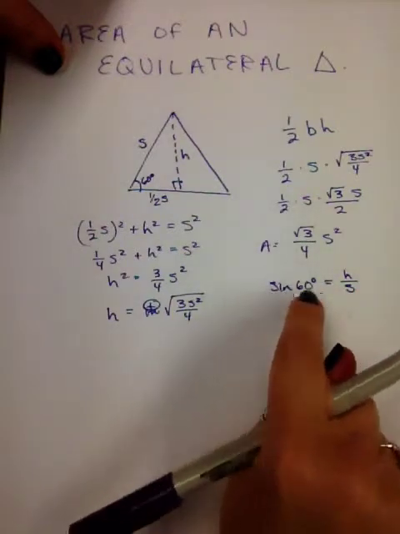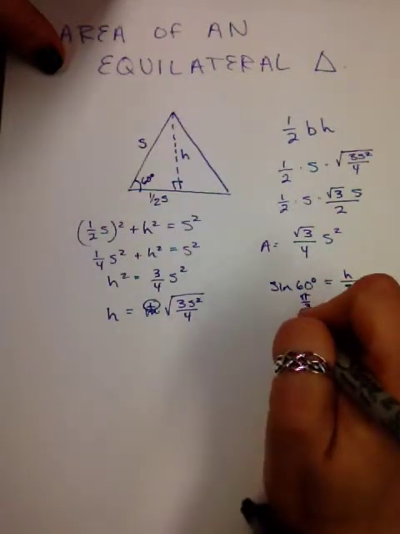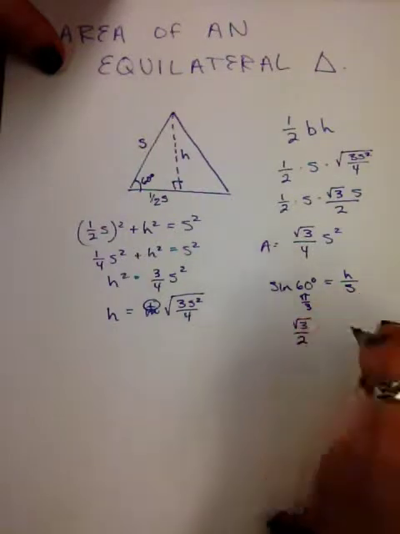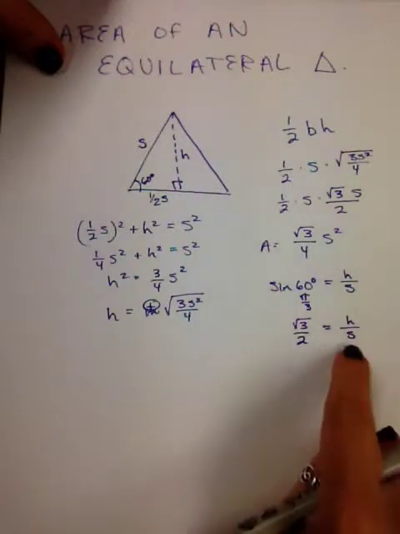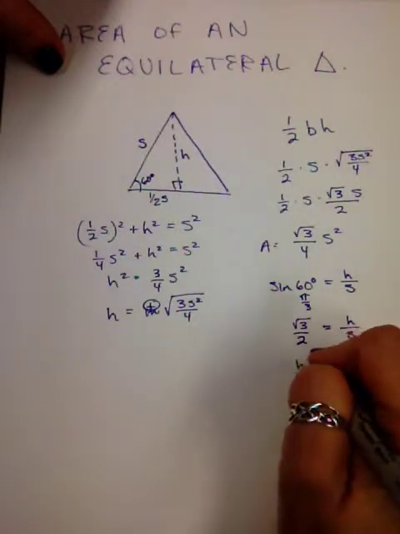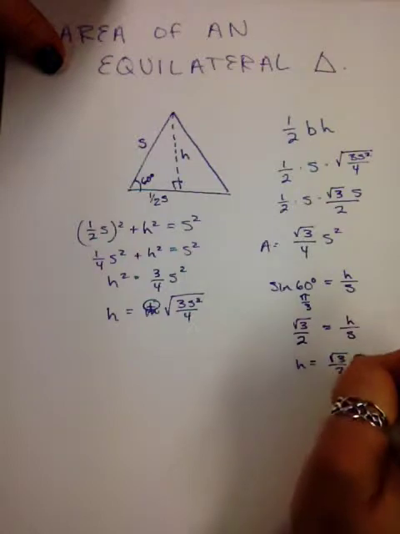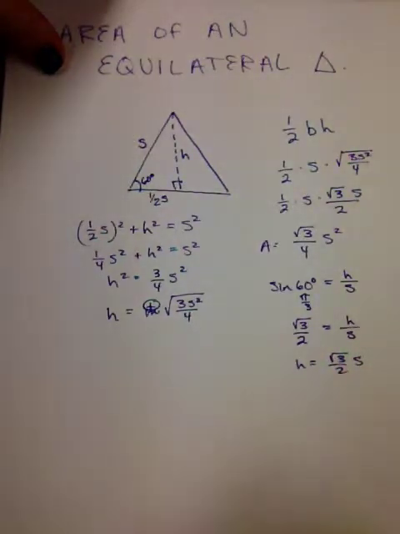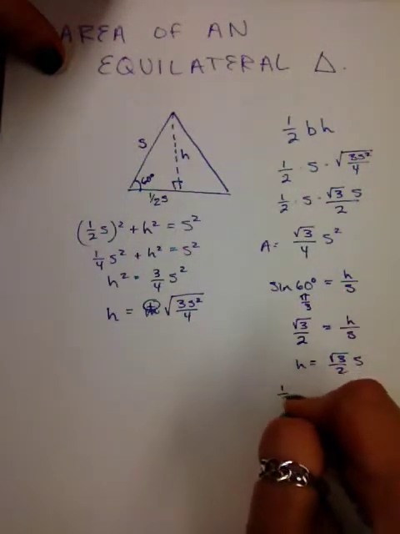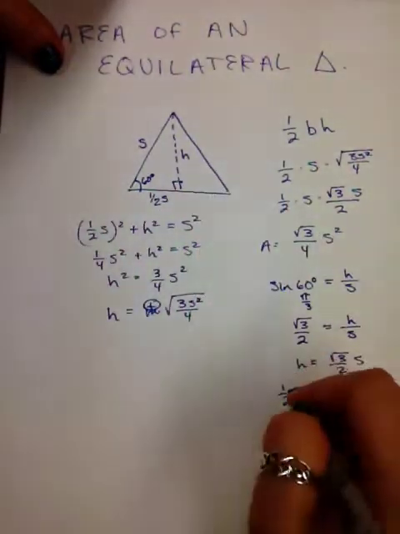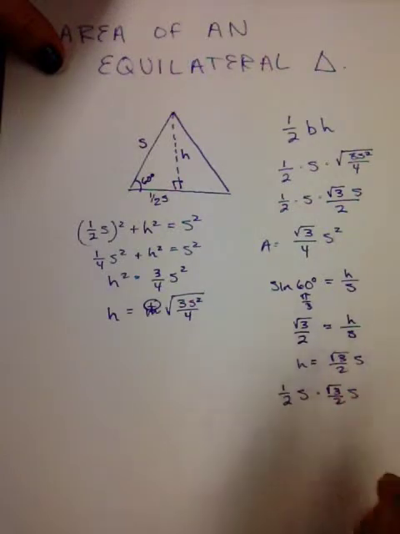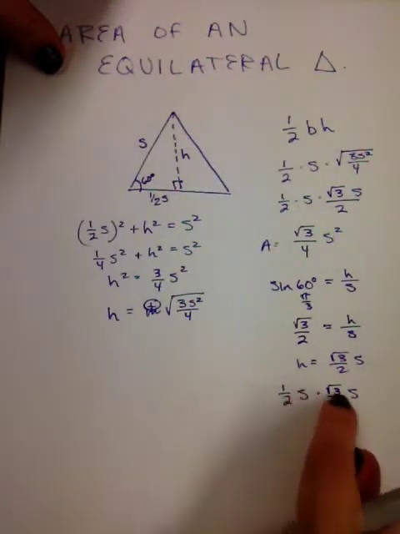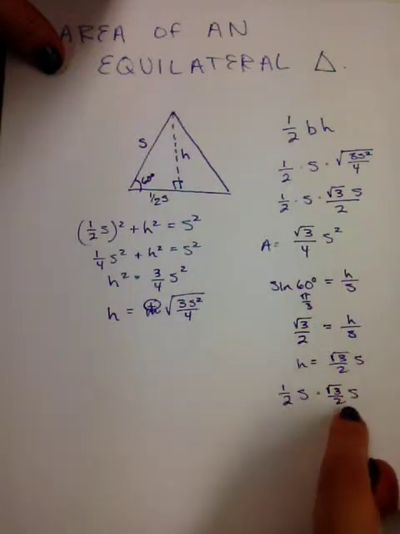I know that sine of 60 or sine of pi over 3 is equal to the square root of 3 over 2. That's from my unit circle, equals H over S. If I multiply both sides by S, I have that the height equals the square root of 3 over 2 S. So when I do the area formula for my triangle, I have 1/2 base, which again is S, times the height, square root of 3 over 2 S, and I'm back to the same formula. 1 times square root of 3 is square root of 3, 2 times 2 is 4, S squared.